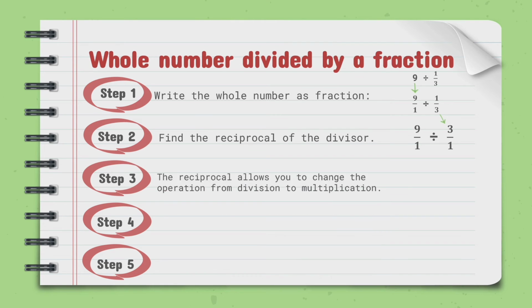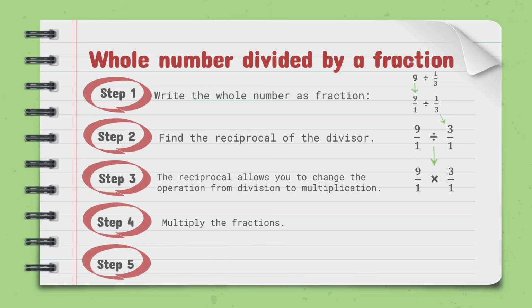Step 3, the reciprocal allows you to change the operation from division to multiplication. So this is why we have to change the operation as well. It's because we do the reciprocal of the divisor. So 9 over 1 times, from divide to times, from division to multiplication. So 9 over 1 times 3 over 1.